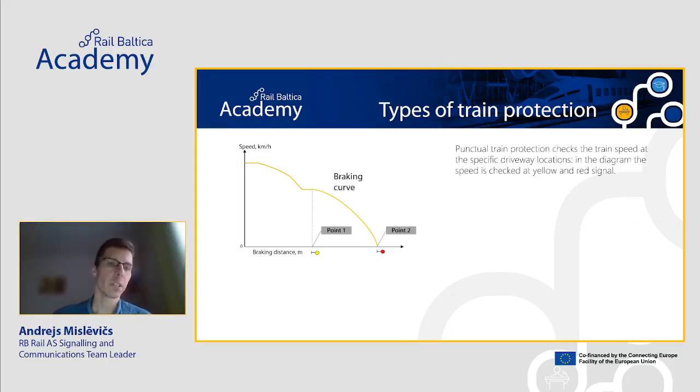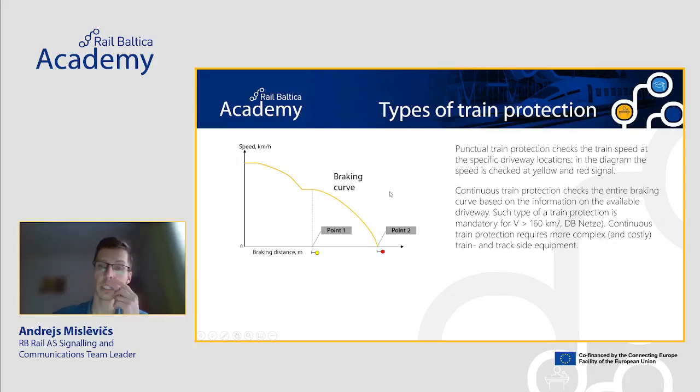If we look in more detail at the types of train protection, there are two different types. One of them is called punctual train protection. The system checks the train speed only at specific locations. So in the diagram on the left side, the speed would be checked at point 1 and point 2 at the signal locations. And continuous train protection, this is the second type, checks the entire braking curve. So it checks the speed during the entire trip of the train.